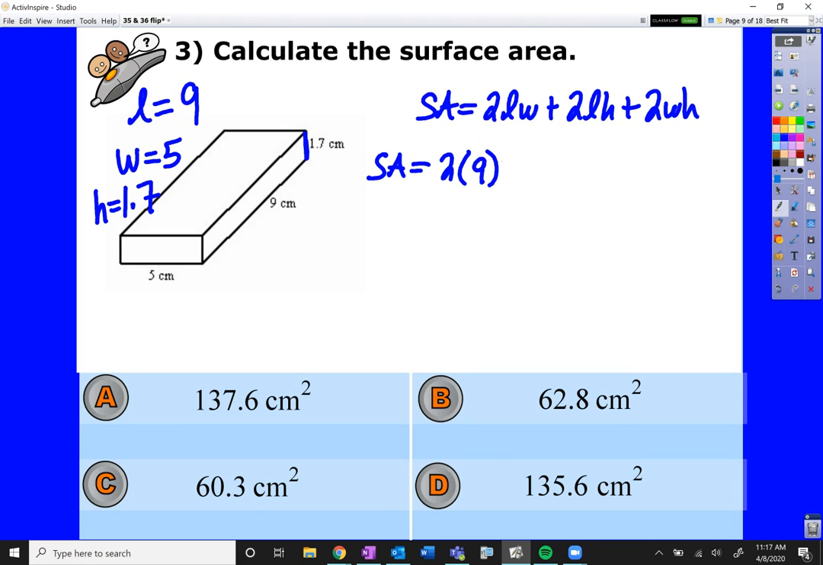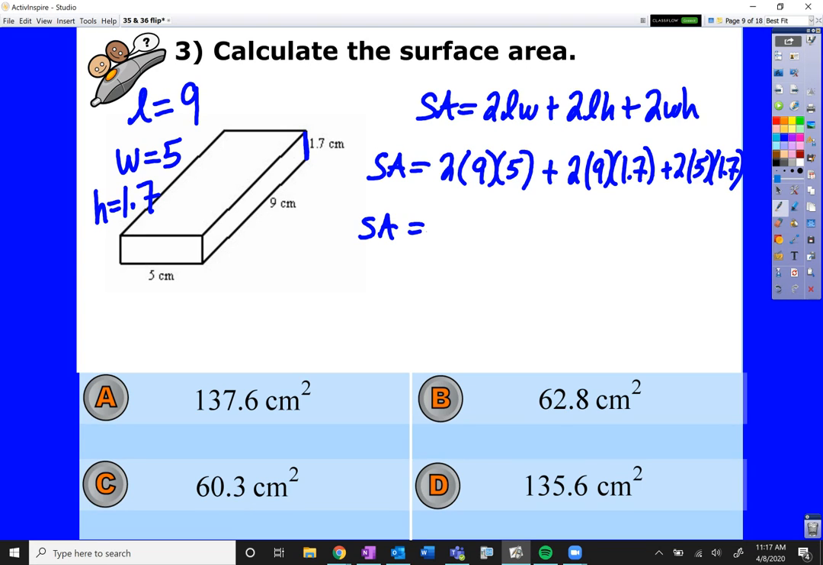Length is 9, width is 5. Length is 9, height is 1.7. Width is 5, height is 1.7. I used 9 twice, good. I used 5 twice, good. I used 1.7 twice, boom.